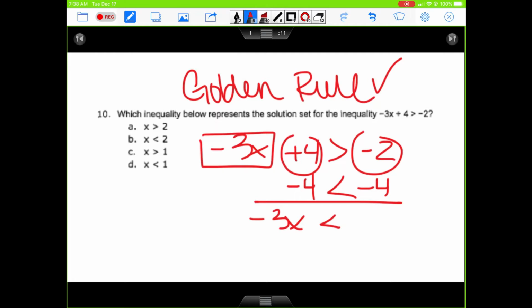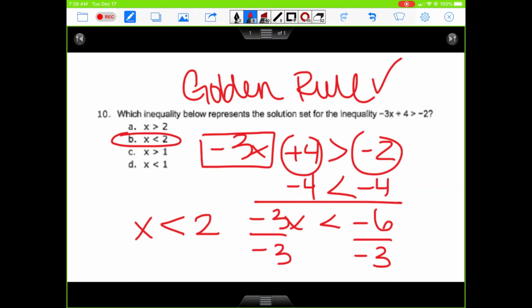Remember, when you have the same sign, you add and then keep the sign. So it's going to be a negative 6. Then divide by a negative 3. A negative divided by a negative is a positive. Same sign positive, different sign negative when you're multiplying and dividing. So x is going to be less than 2. So our answer here is B.